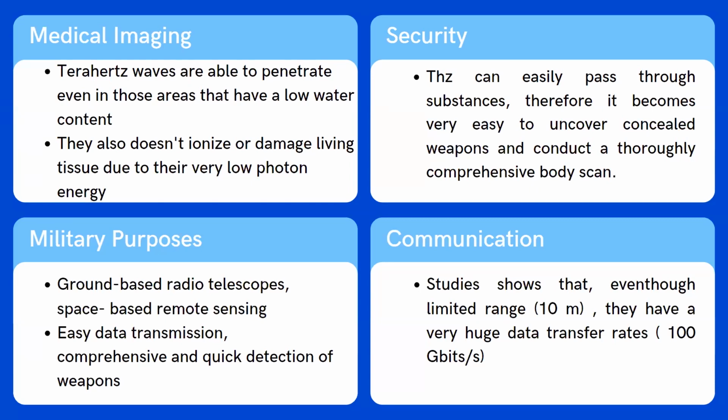So now the next part is security systems. We know in all places we have security checks, maybe in airports and other places. These waves can easily pass through substances. So if something is covered, like weapons or maybe explosives, these rays will be easily able to penetrate, and they can thoroughly scan it. This is also being used in body scans because it's not dangerous for humans.